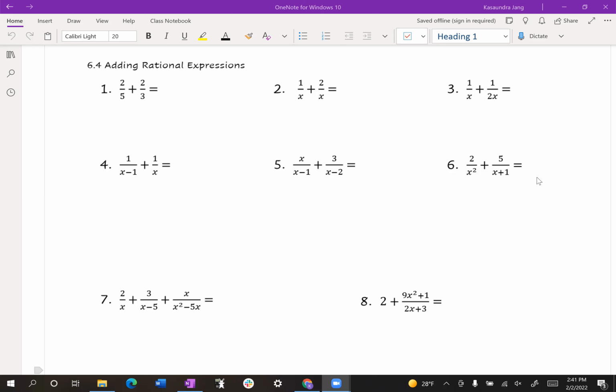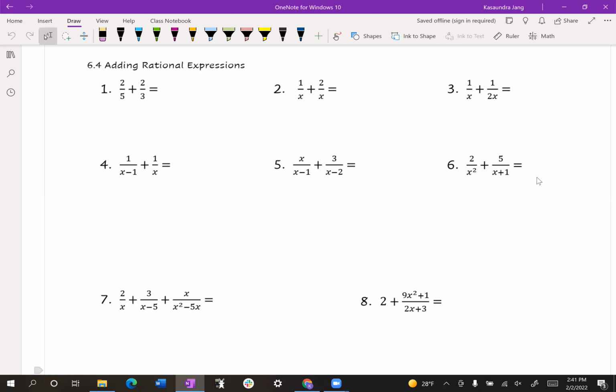All right. We're going to look at 6.4 part 1. It's all adding rational expressions. And so let's practice adding fractions in general. If you're going to add or subtract fractions, they need common denominators.